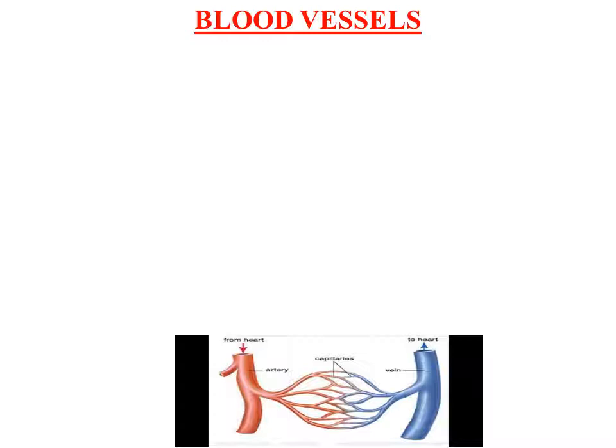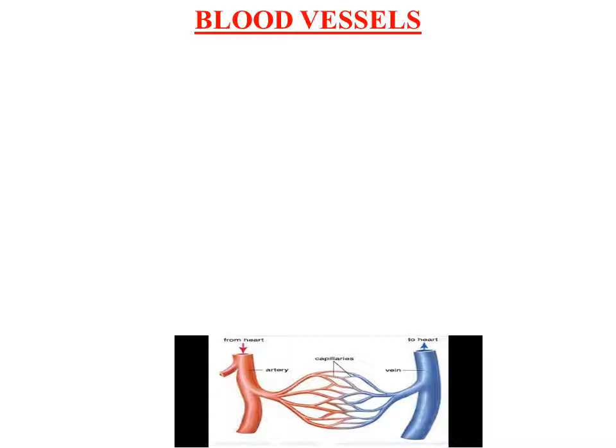And when the exchange is done, these capillaries reunite and form a vein, and this vein, now carrying deoxygenated blood, once again goes into the heart, for the heart to make that blood travel through the lungs, where it will get purified and again run into the body. So this is the overall mechanism of the blood vessels. I will now explain it one by one.